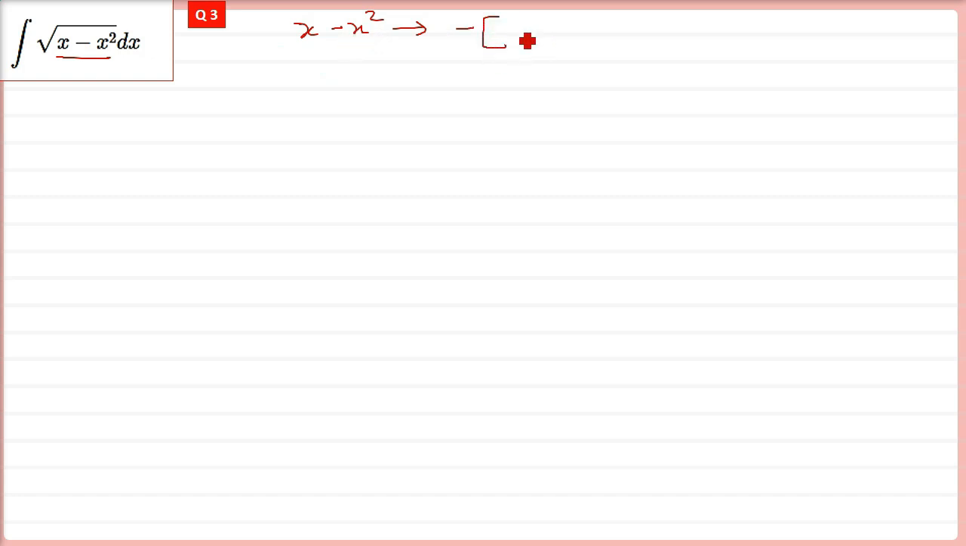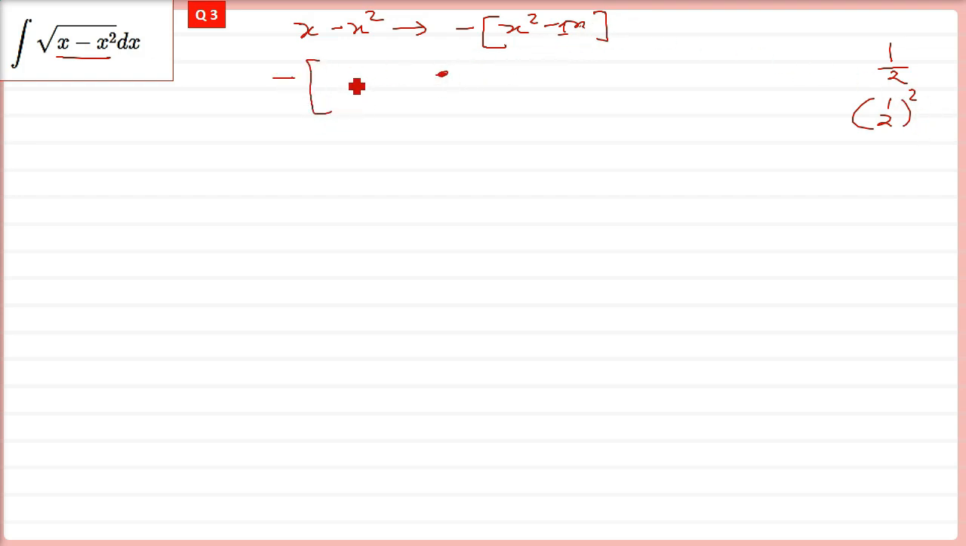So if you take negative outside, this will be x square minus x. And this is a proper quadratic equation. When you have a quadratic equation like this, whatever is in front of x, which is 1, the coefficient, you divide it by 2. Then you square it. So 1 by 2 square you will use, and that will be added and subtracted.